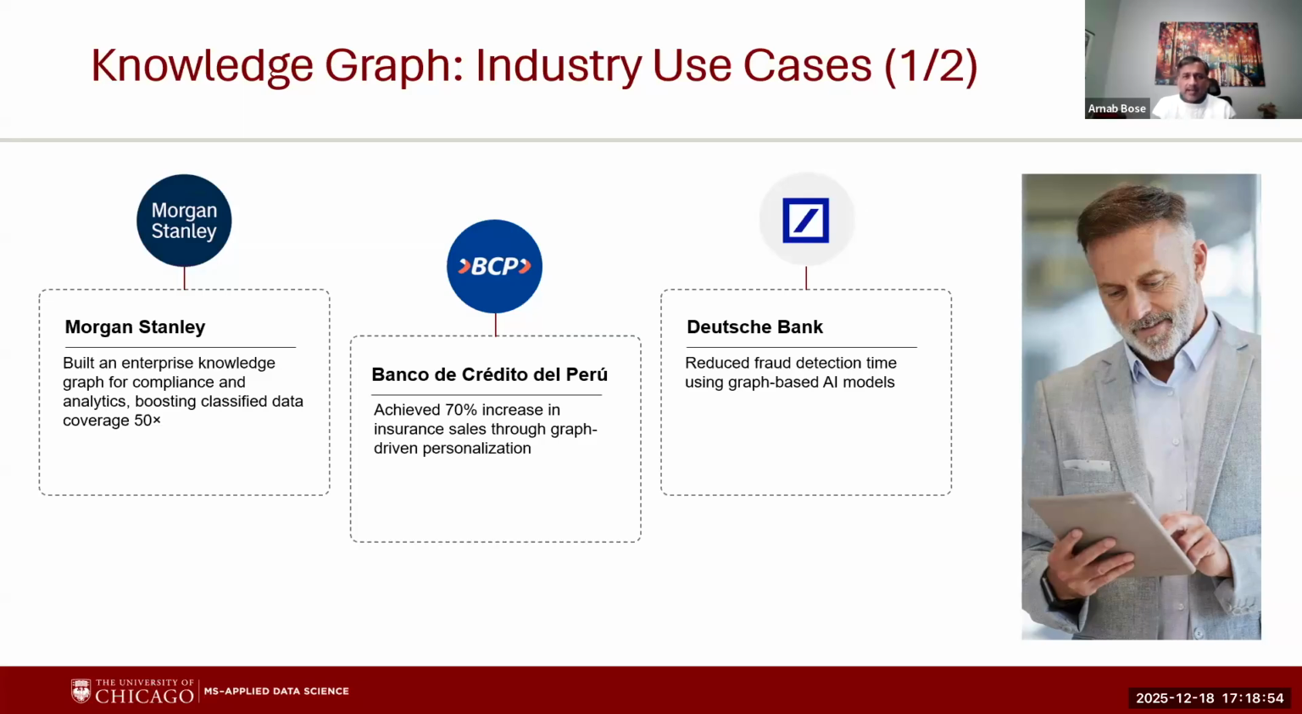Then the next one is Banco del Peru. They pushed their insurance sales through graph-driven personalization. Again, we talked about how you can use the knowledge graph to personalize the offering, right? And something that we will see an example of, fraud detection. Knowledge graphs are very powerful for fraud detection. Why? Because fraud often has relationships, right? You have maybe one entity which is committing fraud across different locations. If you're able to put that in a knowledge graph, that entity will light up like a Christmas tree, right? So you're able to do all of that with the knowledge graph.